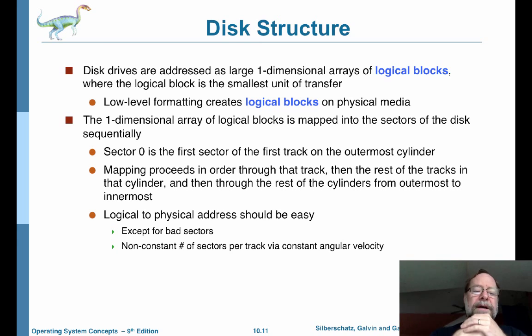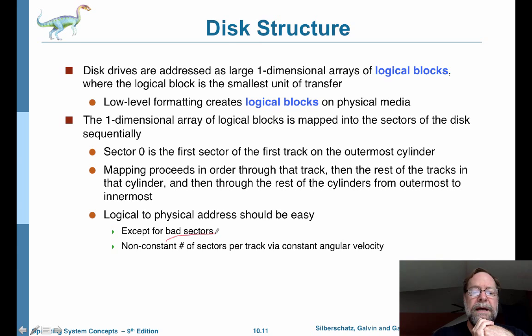The mapping of logical blocks to physical sectors is fairly straightforward, unless you have to deal with bad sectors, shown down here. There are a couple of different ways you can deal with bad sectors. Slipping and sparing are talked about in the book a little bit, and we'll maybe get to that a little bit later on.